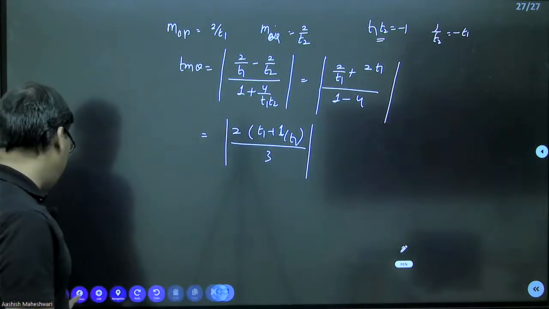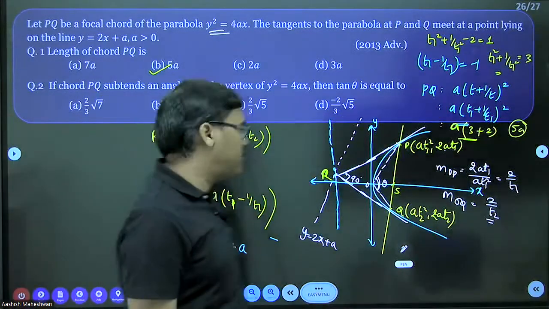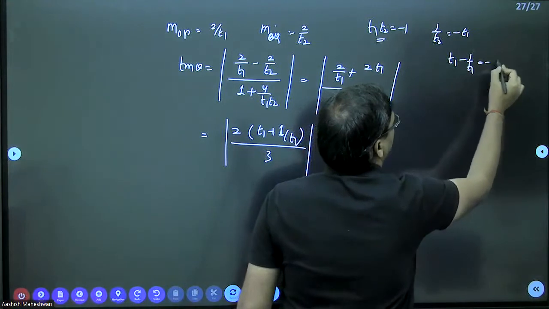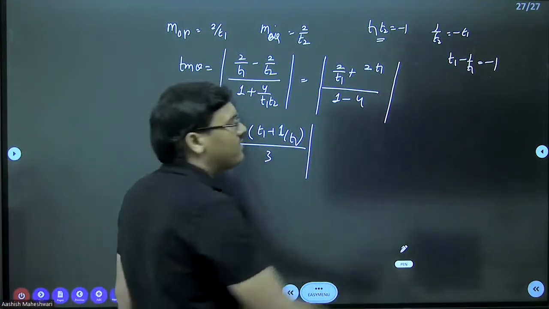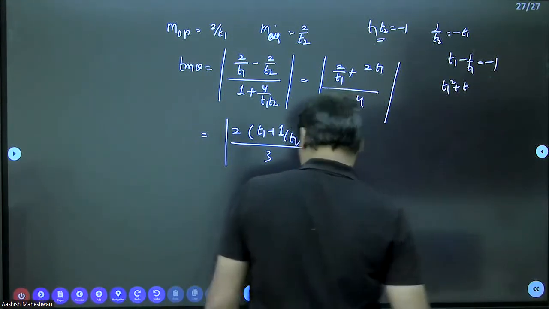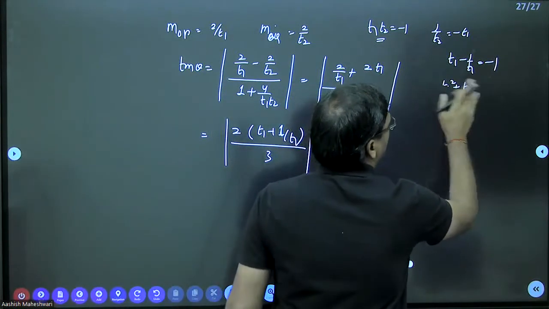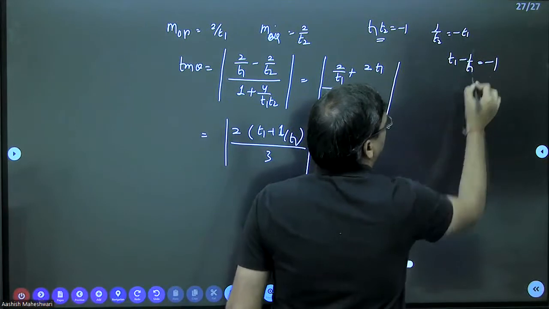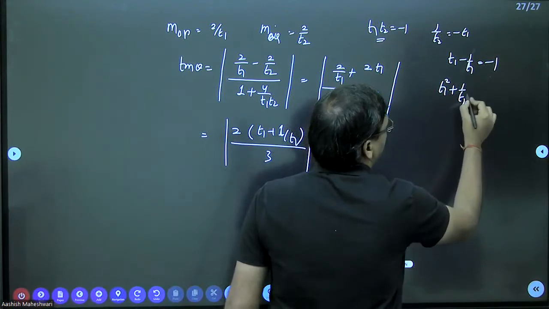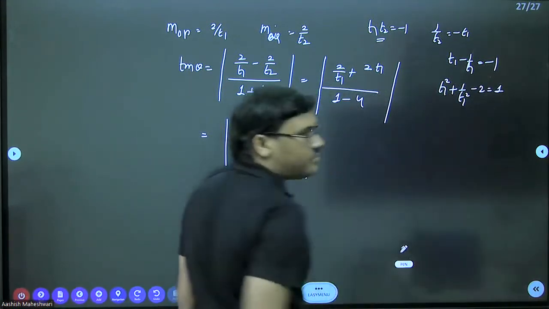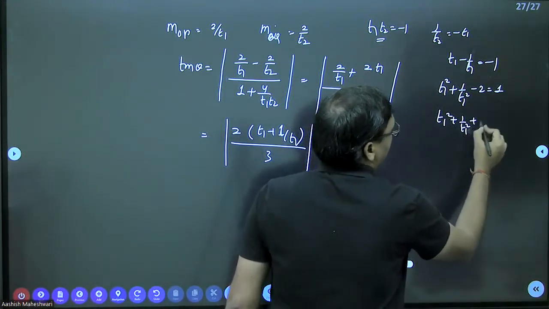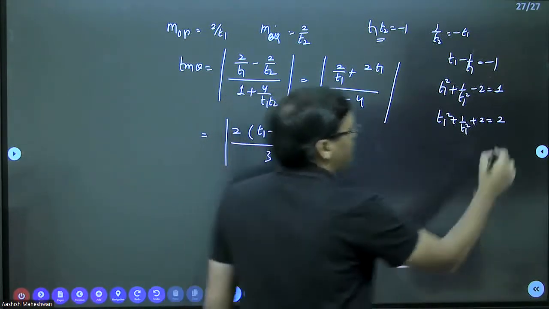इसके लिए क्या करोगे? You can see we have just derived this t1 minus 1 by t1 is equal to minus 1. We know that t1 minus 1 by t1 is minus 1. So what is t1 plus 1 by t1? तो ये तो आपको पता ही है. How can you write this? t1 square plus 1 by t1 square minus 2 is equal to 1. Correct? So you can see this is t1 square plus 1 by t1 square plus 2 is equal to 2. Sorry, plus 4.